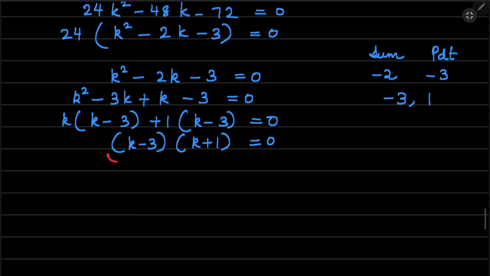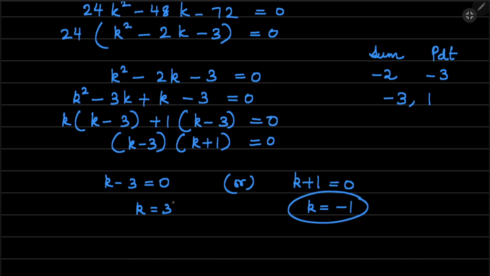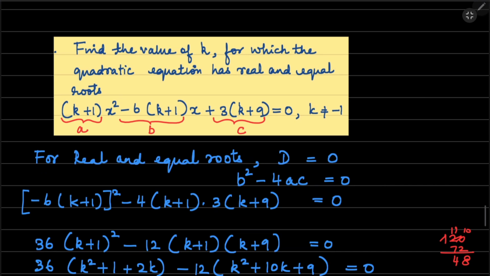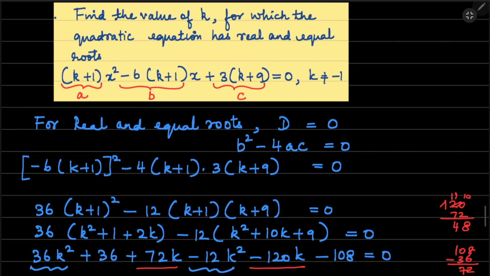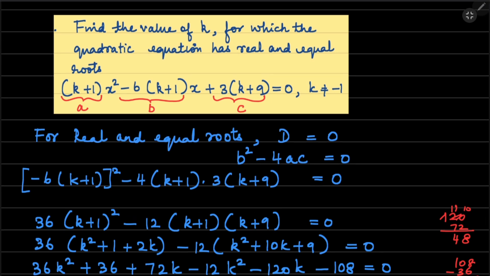So this is nothing but whenever you have product of two terms equal to 0, that means either one of them is 0. So either k minus 3 is 0 or k plus 1 equal to 0. So here k is equal to 3 and here k is equal to minus 1. So these are the two values of k. For both the values of k, if you substitute k equal to minus 1 and k equal to 3, what you will be getting is real and equal roots. Right? So this is how you have to do.